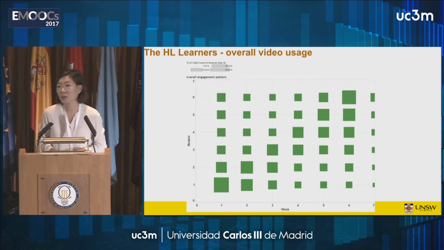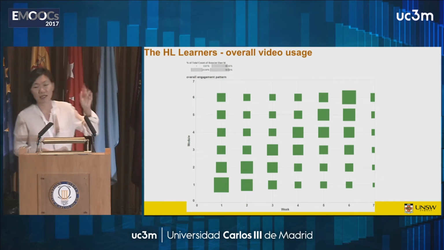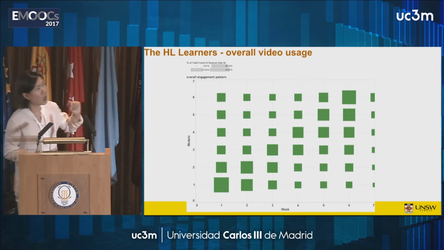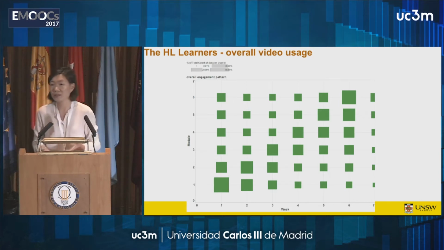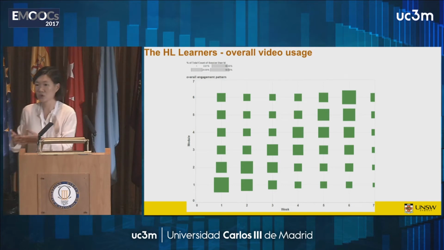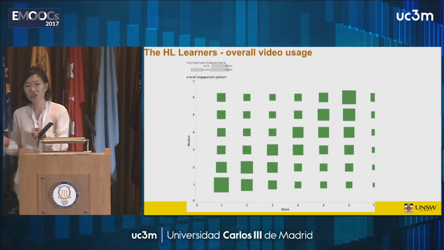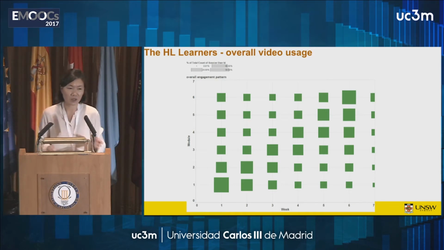Now the next thing is we want to look at how people engaged in this course with the different types of course contents. And usually the first thing we start with is to look at how they use their video materials. So what it shows here is a heat map of the overall video usage. When I say overall, I really mean, other than the lecture videos, we also have the Q&A videos and other different types of interviews with the leaders and that sort of thing.